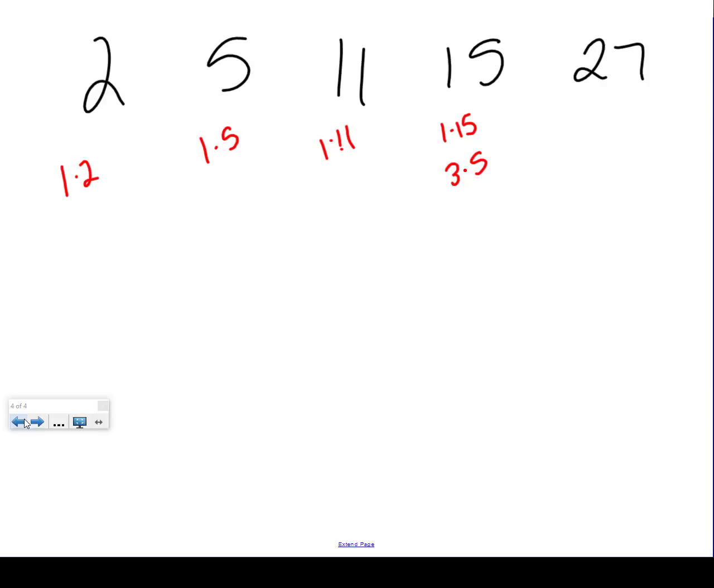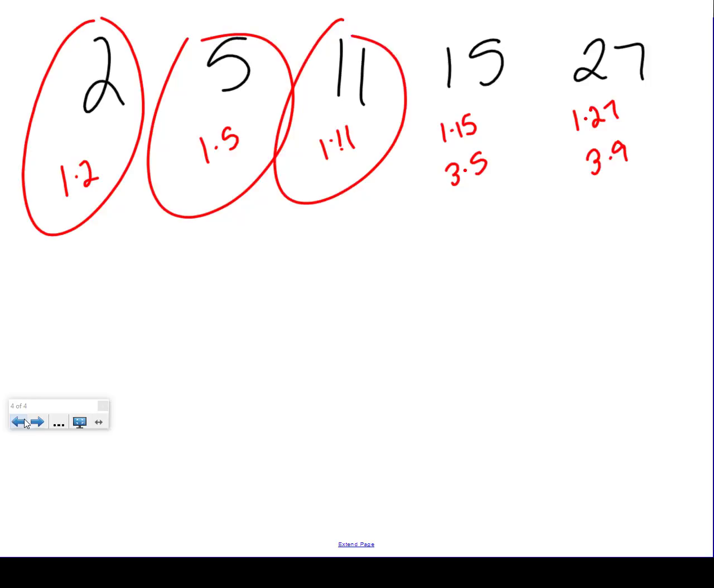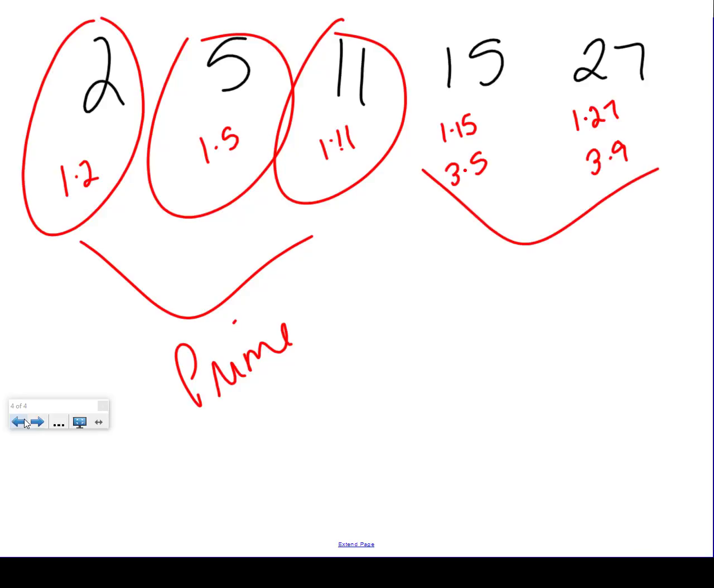Okay. How did I get 27? 1 times 27 and 3 times 9. So the ones that only have itself times 1 are my prime numbers. The other ones over here are what? They're composite, because there are more factors than just itself and 1.